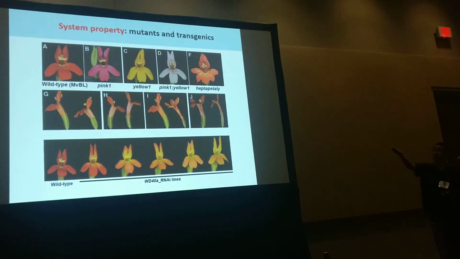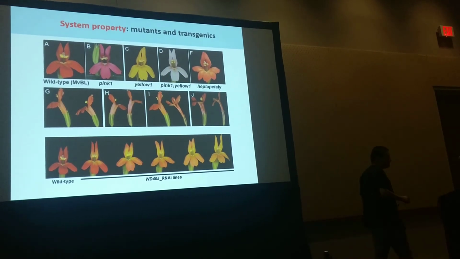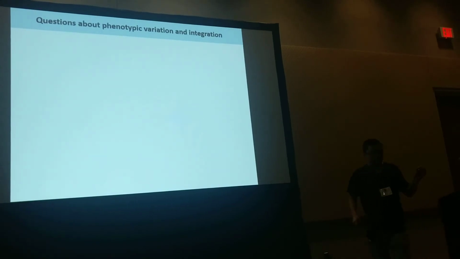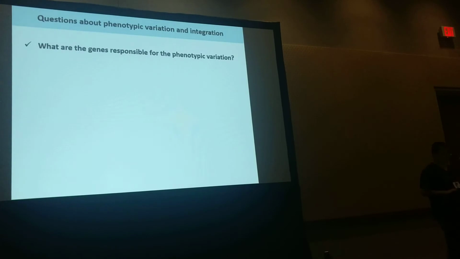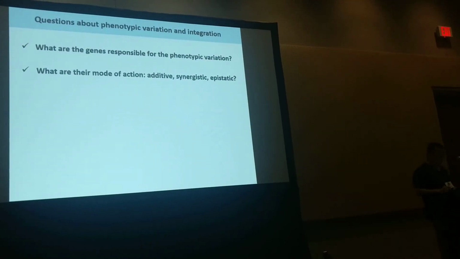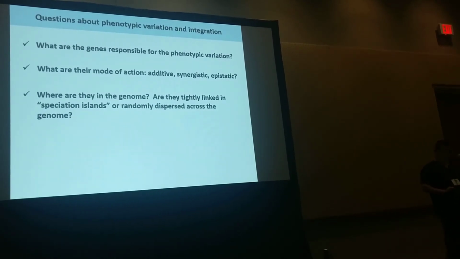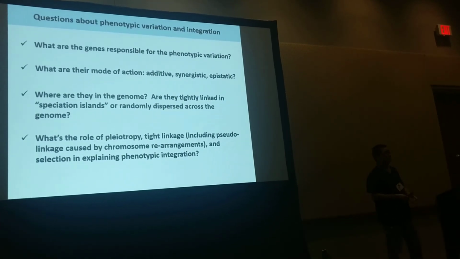This is another species where we can also do that, and this is just to show you we can do a lot of transgenic work. So with all the resources and tools, I think in 15 years maybe we can answer questions like what genes are responsible for the phenotypic variation, what are the modes of action, additive, synergistic, or epistatic, where are they in the genome, how do they contribute to phenotypic diversification and integration, and what's the role of pleiotropy, et cetera.